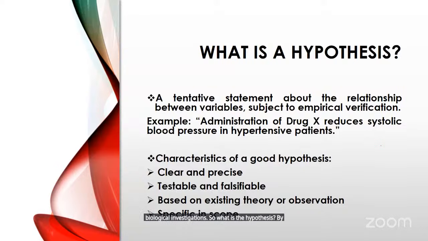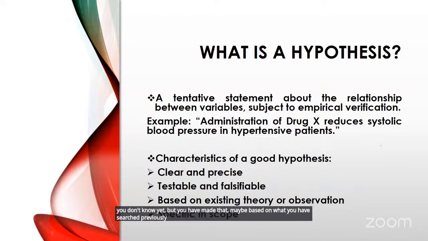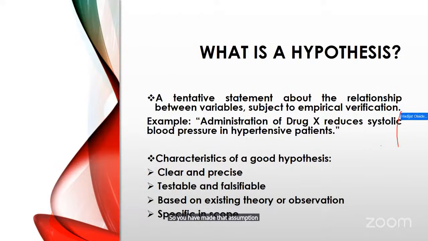By definition, it is a tentative statement about the relationship between variables that is subject to empirical verification. You have not yet verified it, but you have made the assumption or you have made a statement. An example is saying administration of drug X reduces systolic blood pressure in hypertensive patients. You have not tested drug X, you don't know yet, but you have made that statement maybe based on what you have searched previously in literature. Now you will need to subject it to testing.